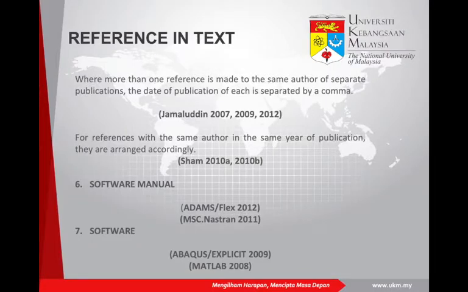Now, in a situation where more than one reference is made to the same author of separate publications, the publication year of each is separated by a comma and not a semicolon. For example, in bracket, Jamaluddin 2007, 2009, 2012. For references with the same author in the same year of publication, they should be arranged accordingly.